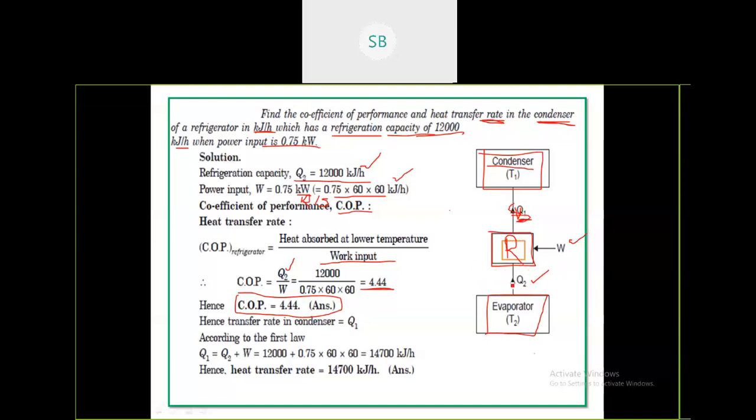Just add, because heat is absorbed from the evaporator and work is also taken, since work is input to the refrigerator. Combining these by addition we get Q1. So Q1 is equal to Q2 plus W, which is 12,000 plus the quantity we converted already, and it is 14,700 kilojoule per hour. We extract heat and also use work for that extraction, and the work is also converted into heat. This total heat is given to the condenser in the form of Q1. So we found the COP and Q1. This is the second type of example, COP of a refrigerator.